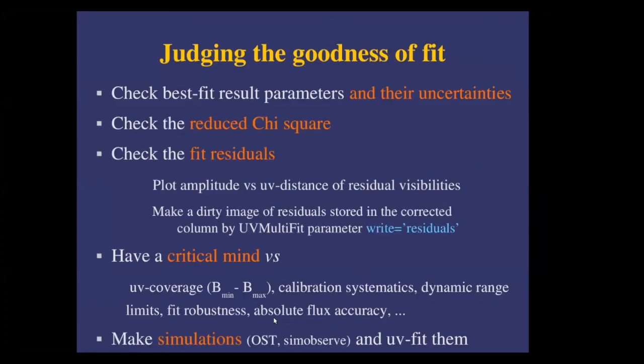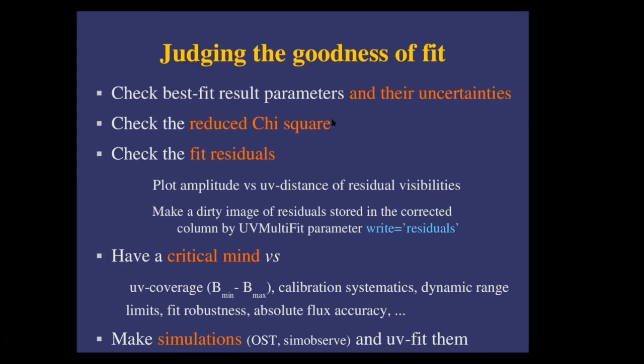So how do you judge the goodness of your fit? That's the tricky part, of course, always when you do a chi-square minimization. The first thing you can do is check the best fit result parameters, and especially look at their uncertainties. You should have something that is not completely crazy here. It should be well determined. You can check the reduced chi-square, and in principle this value should be relatively close to 1. If it's much lower than 1, it means that maybe the errors are underestimated in your data. And if it's much higher than 1, then maybe you didn't choose the correct model for your fit.